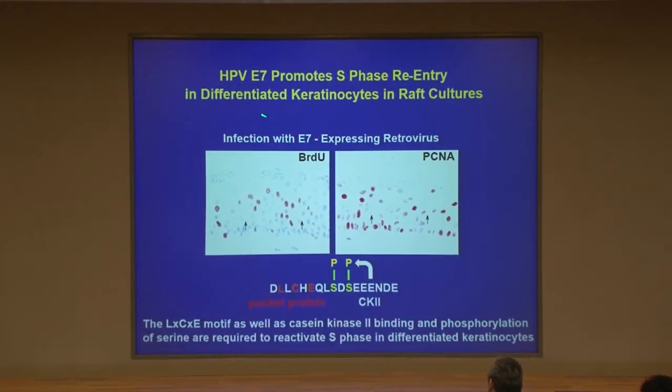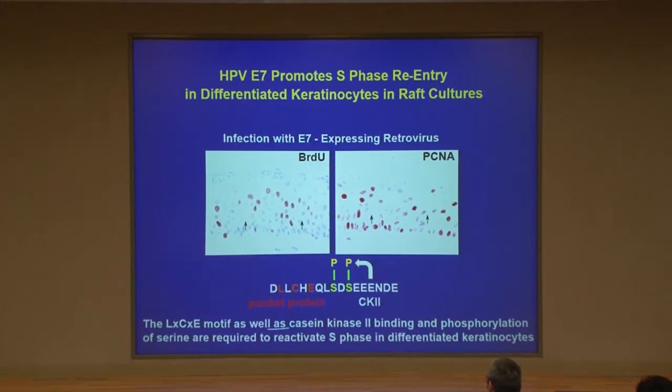Then if we put E7 in there, now you can see PCNA is virtually in all the cells, some cells more than other cells. And BrdU incorporation is just like the laryngeal papilloma I showed you. It's not in every cell, but again, it's in the differentiated cells.